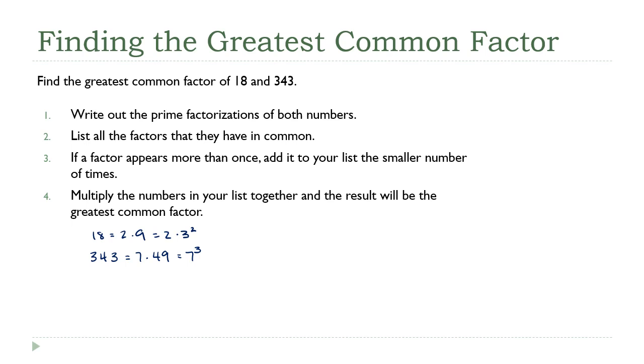Now here's where things start to get interesting. List all the factors that they have in common. Well, there aren't any. Right? The first one has a 2 and a 3. The second one has a 7. There's nothing in common. So what do we do?